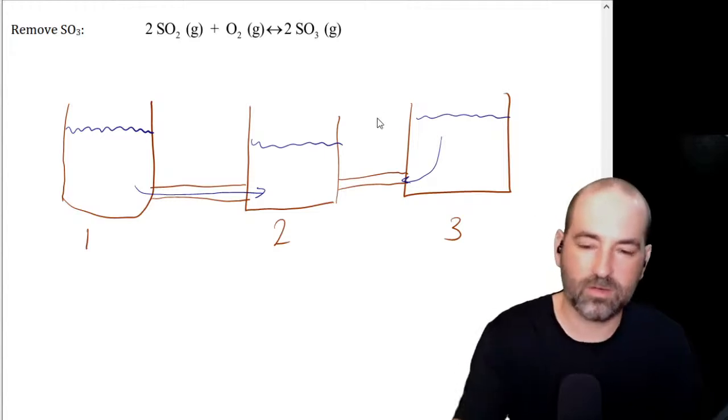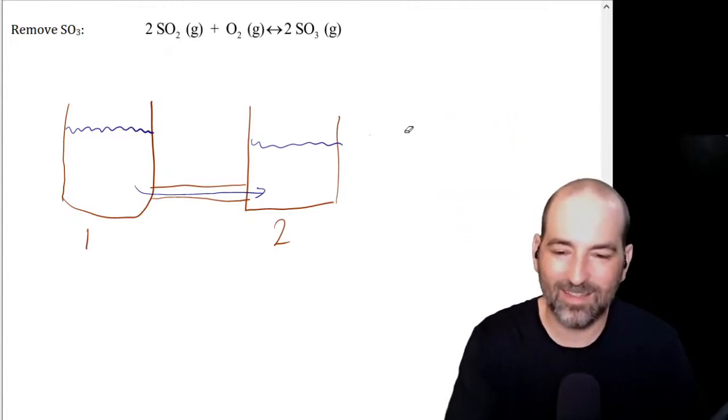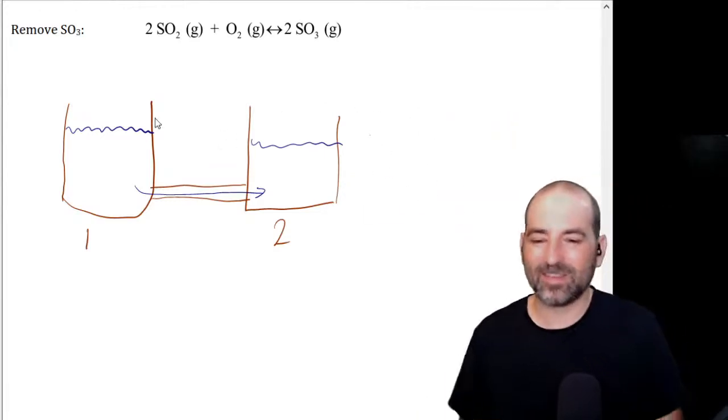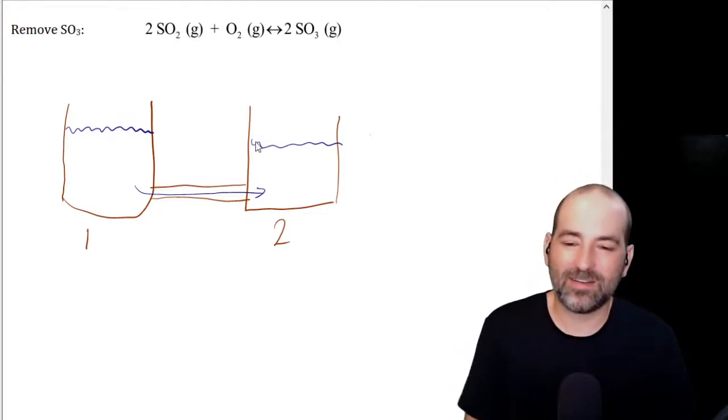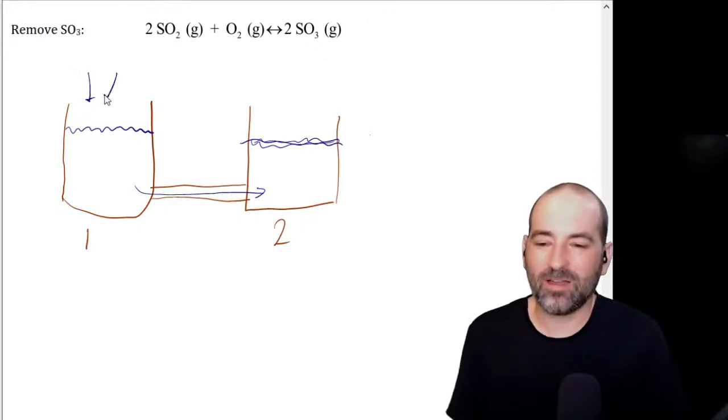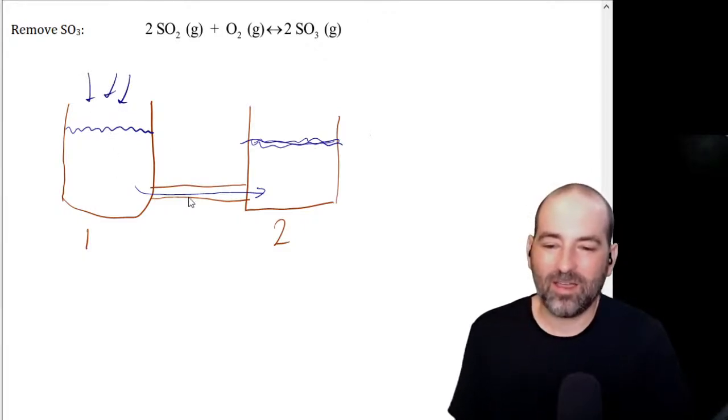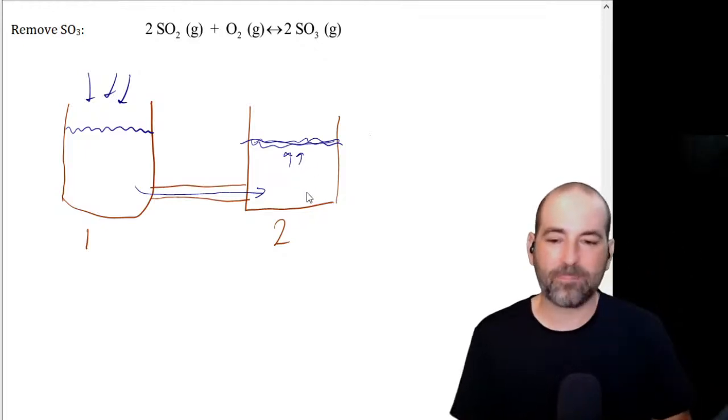Hold on, I did this wrong. Sorry. Only 2 tanks, not 3. We're going to make this easier. So if we put some water in tank 1, it flows into tank 2 until these are equal, right? They're going to equal their levels. Then if we put more water in tank 1, it's going to flow over and push this level up more, right? If we put more water in tank 2, it's going to be the opposite.